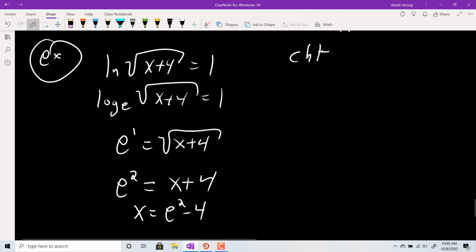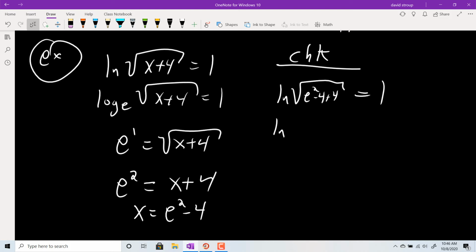Okay, got to check. So I have the ln of the square root of e squared minus 4 plus 4. On the other side there's 1. I have ln of the square root of e squared. So that is 1. And ln of e, the square root of e squared is e.